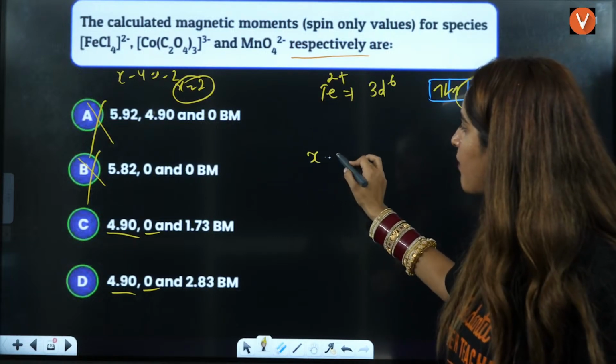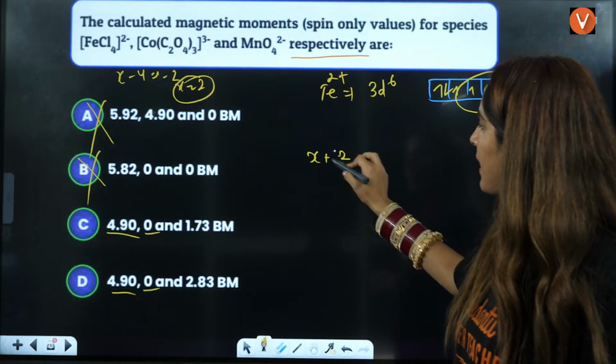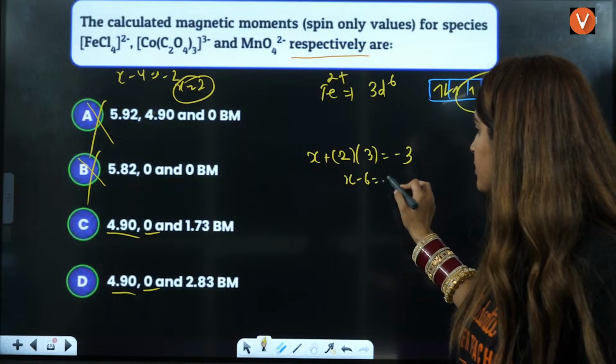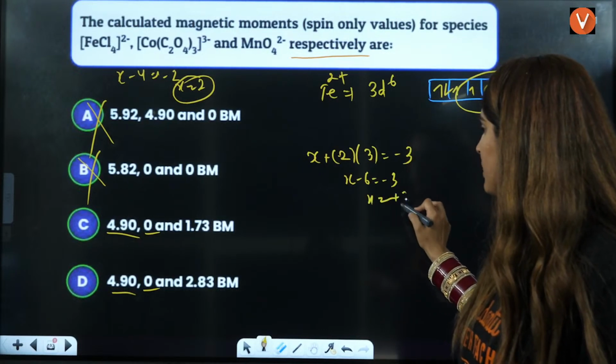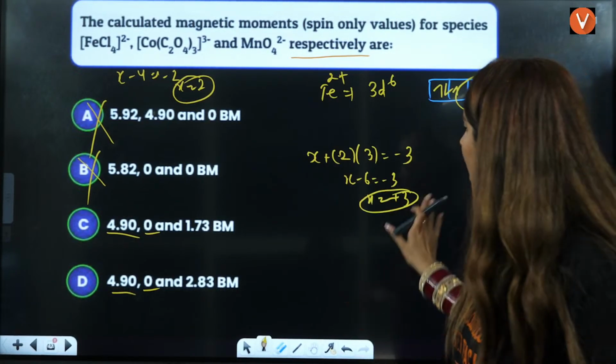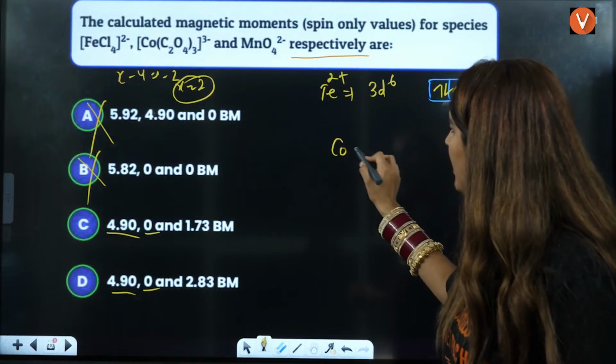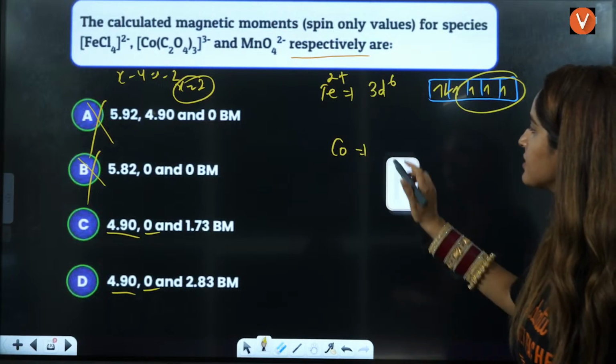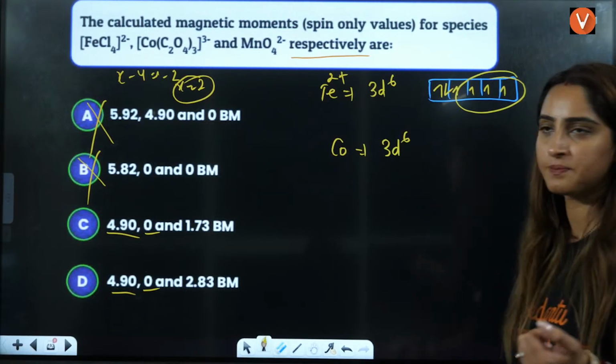So it will be X minus 2 multiplied by 3 is equals to -3. X minus 6 is equals to -3. X is equals to +3. Okay. So cobalt has +3. Cobalt is 4s2 3d7. +3 means it will be 3d6.